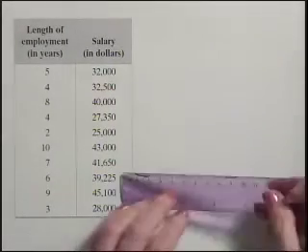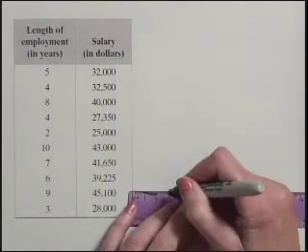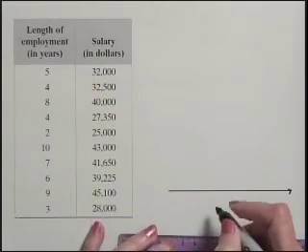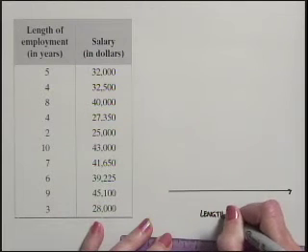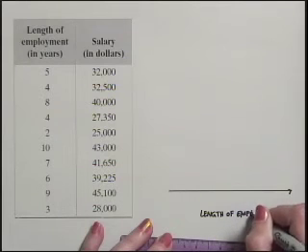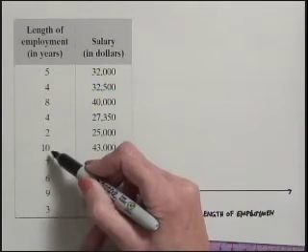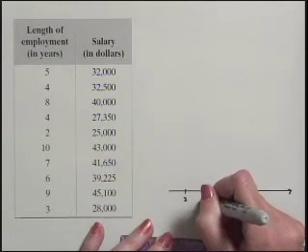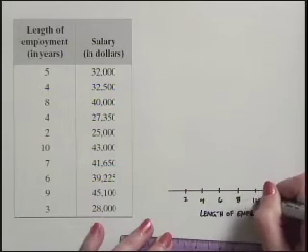What we're going to do is on our horizontal axis, we're going to go ahead and use the values for length of employment. So this will be length of employment, and of course what we're working with here is in years. And we notice that we have a value of 10 as our largest. So I'm just going to move up by 2s. So 2, 4, 6, 8, and 10.